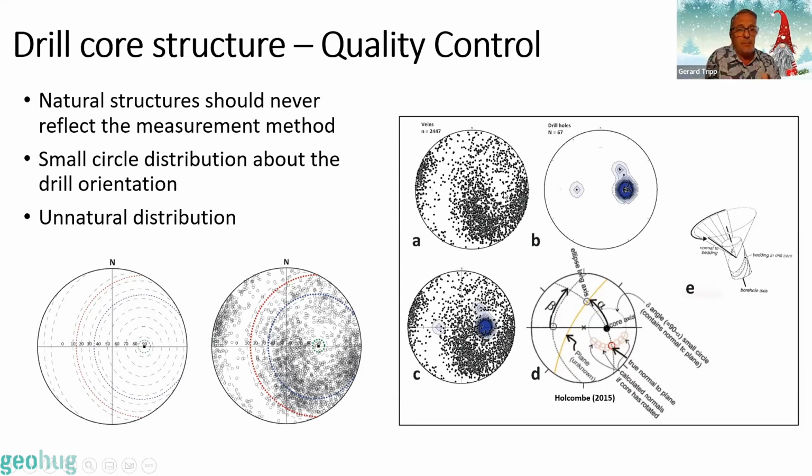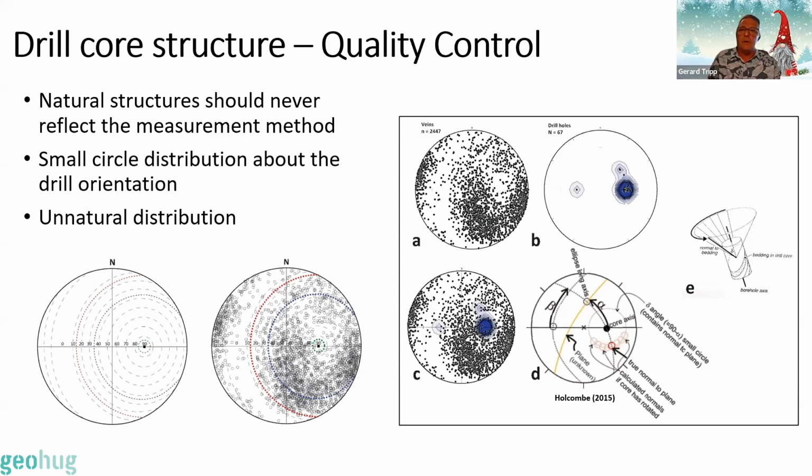We should never see the measurement method. Natural data don't care which way you look at them or which way you measure them. Those populations should have a natural distribution, and this is what would be a very typical unnatural distribution. So this is very important to check when you're dealing with drill core.